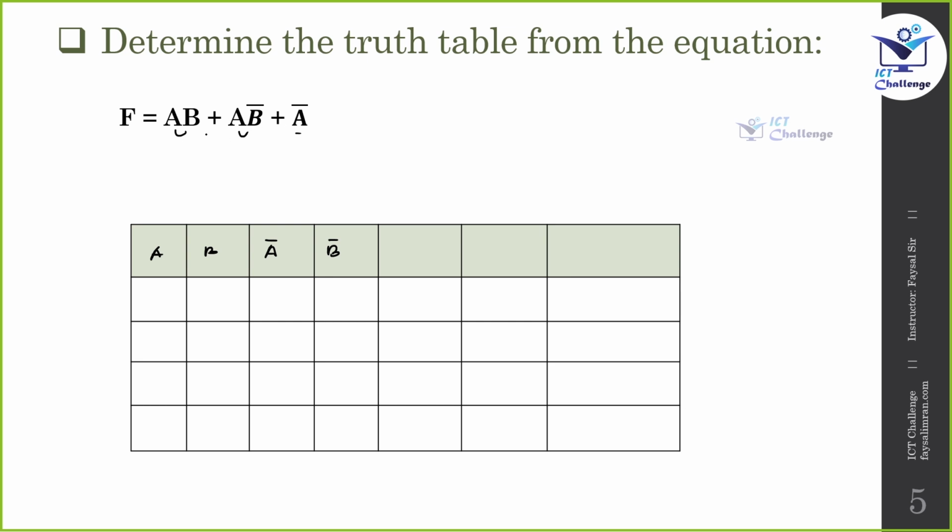So here you need AB, and also we need AB bar, and A bar, which we already wrote in this column. After that we have to add those values. So here AB plus AB bar plus A bar. You can also write F equals here, but this is not mandatory. Okay, so I have to erase these things.